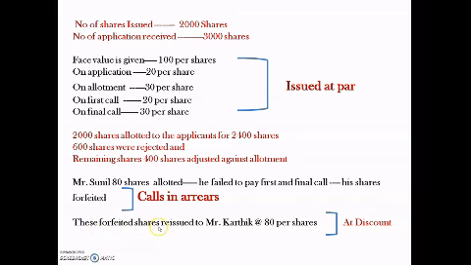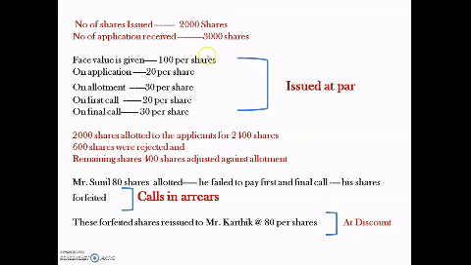After that, what did the company do? Mr. Sunil's forfeited shares are reissued. Reissued means resold, resold to Mr. Karthik at the rate of 80 per share. The original face value of the share is 100 per share, but the company reissued to Mr. Karthik at 80 per share, so we can say shares are issued at a discount.